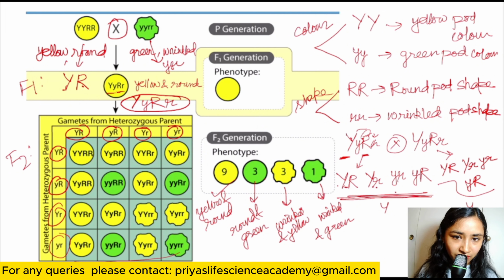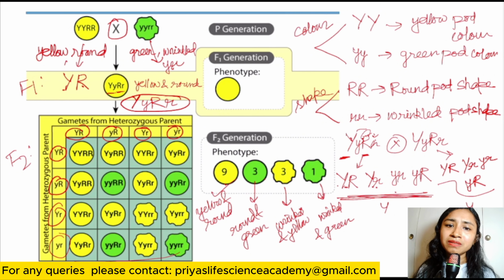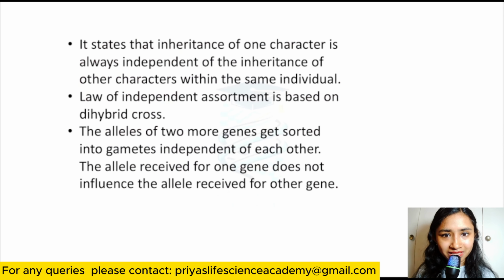9:3:3:1. This is the phenotypic ratio. We are getting 9 yellow and round, 3 round and green, 3 wrinkled and yellow, and 1 wrinkled and green. So the alleles of the 2 or more genes are independently assorted. They do not depend on each other. That is why we are getting so many combinations of offspring. So from here the law of independent assortment came into play.